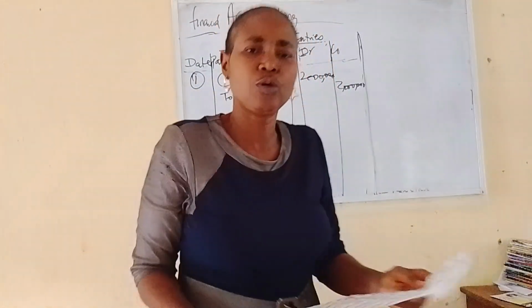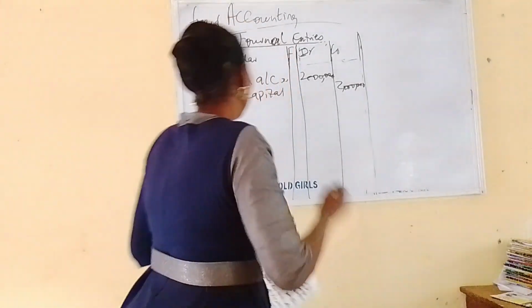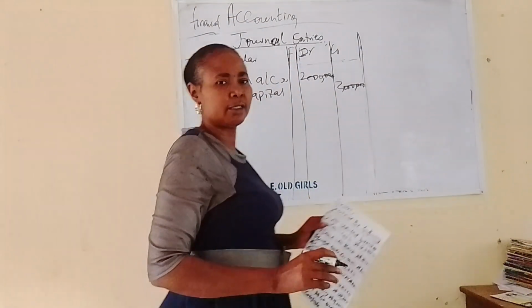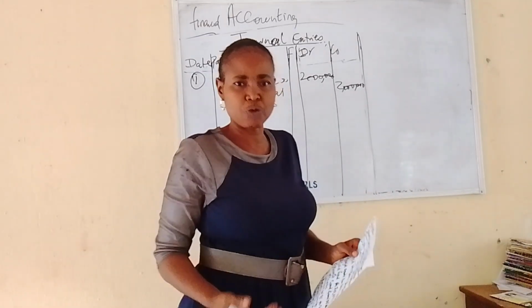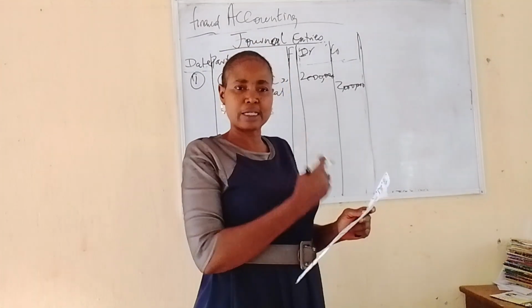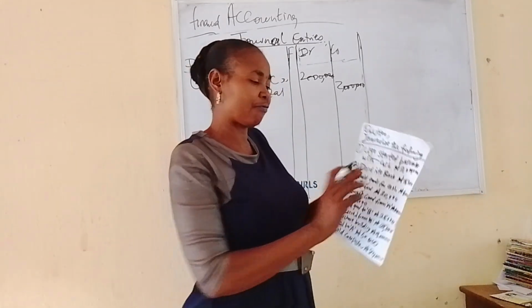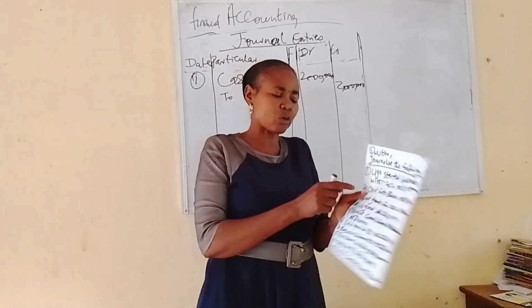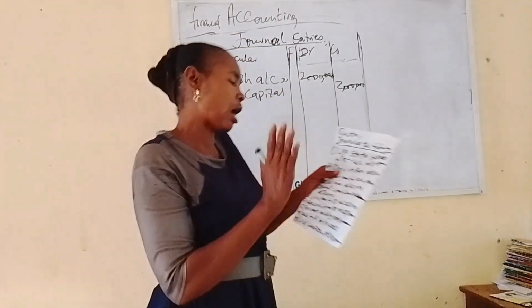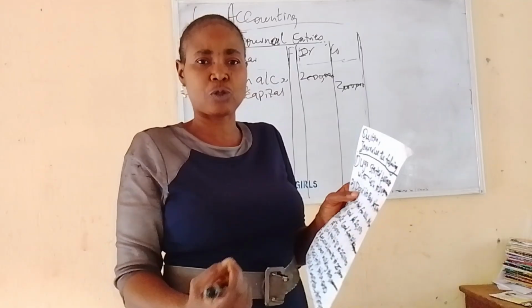Number 2. You can write your narration, being the recording of capital used for the business. Because of time, I will not be writing everything. Then 2, paid into bank 5,000 naira. So what accounts are involved here? Bank account and cash account.